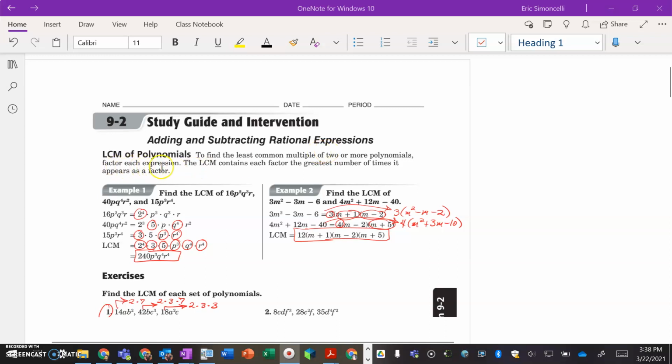LCM of polynomials. To find the least common multiple of two or more polynomials, factor each expression. The LCM contains each factor the greatest number of times it appears as a factor.